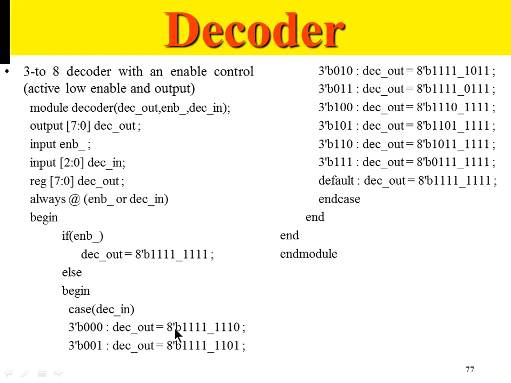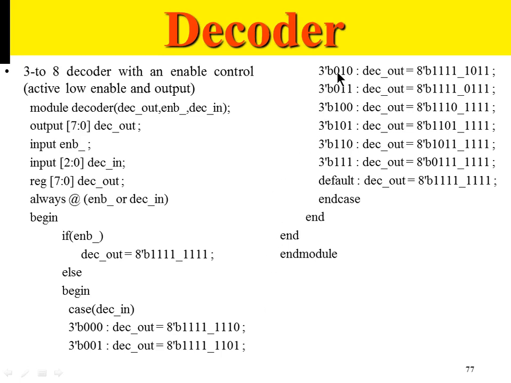DC out is equal to 8'b1111 1110. When DC in is 000, output number 0 will go high. When DC in is 001, output number 1 will go high. The rest of the outputs are deactivated. Since it is an active low output, deactivated means 1, activated means 0.